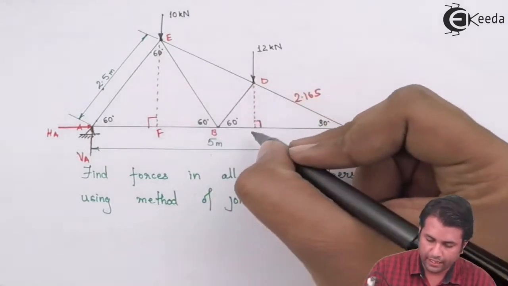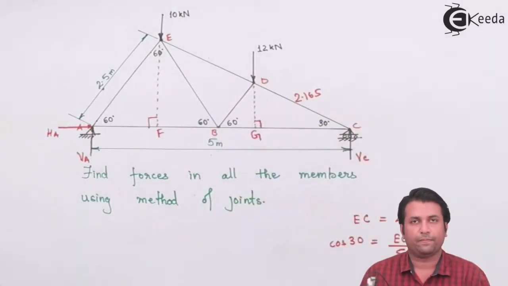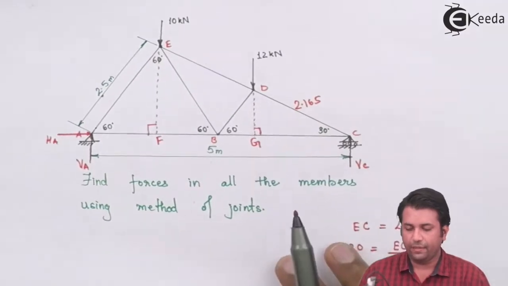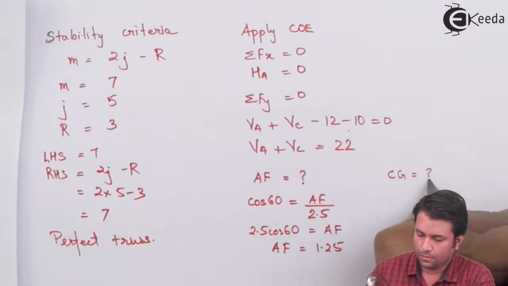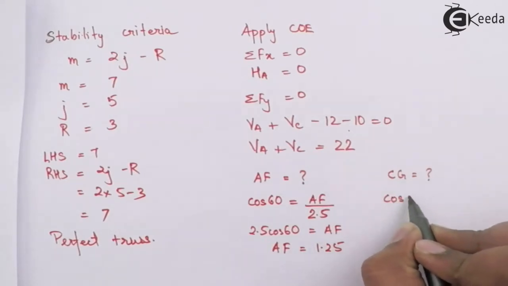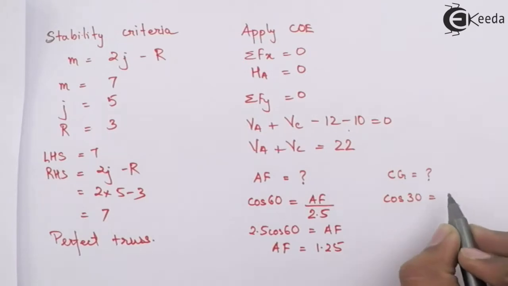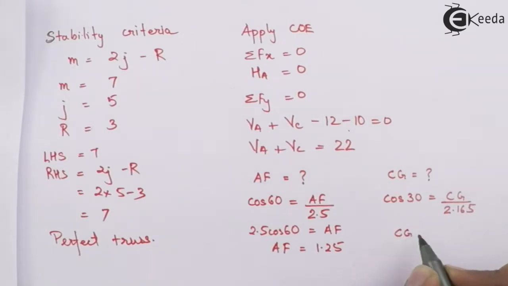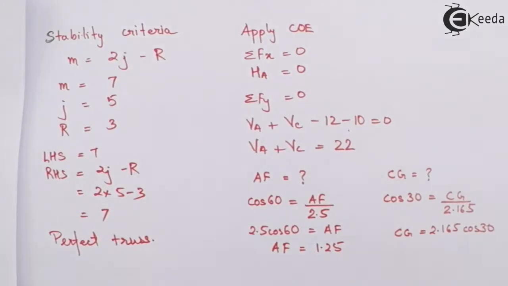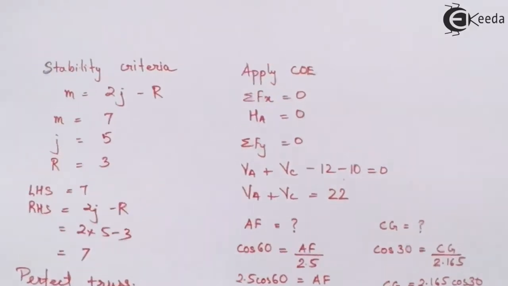I'll name this point as, say, G. So CG distance will be 2.165 of cos 30. Now I can apply the moment equation.